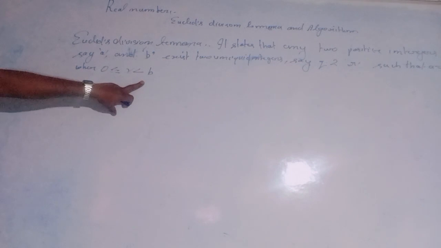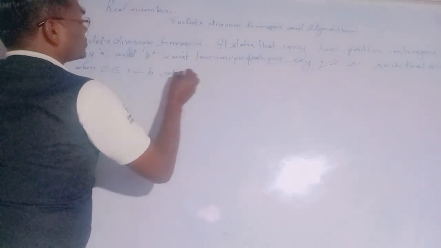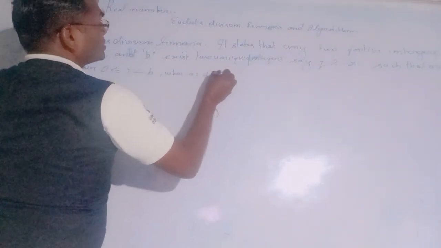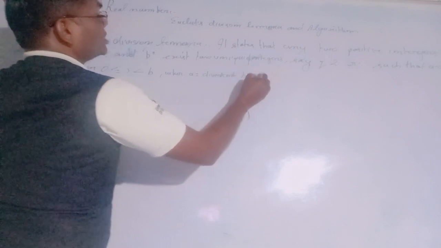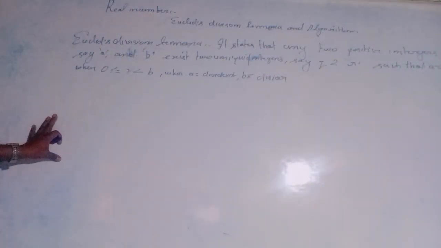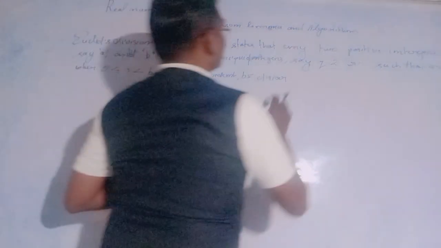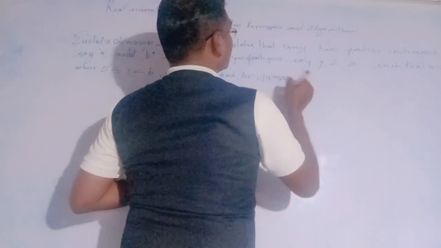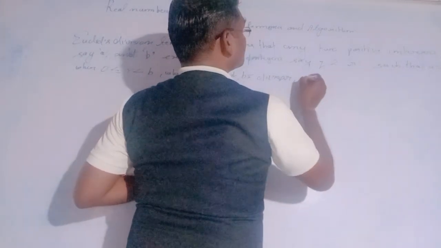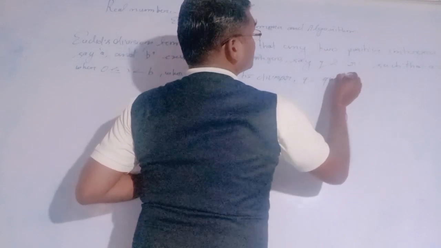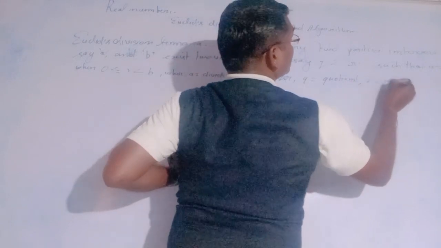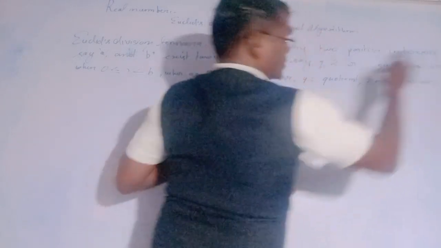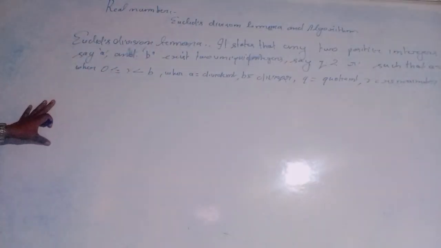Got it? Here a is the dividend, b is the divisor, q is the quotient, and r is the remainder. So we can say that dividend is equal to divisor into quotient plus remainder.